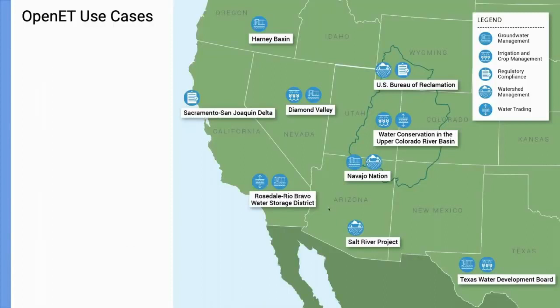These are some of the use cases that OpenET has been supporting over the last 3 to 4 years. And these span a range of applications and categories of use for OpenET. So we have use cases related to groundwater management, on-farm irrigation scheduling, applications focused on reducing regulatory costs for regulatory compliance, and then watershed scale management applications, as well as applications to support pilot programs for incentive-based water conservation and water trading.